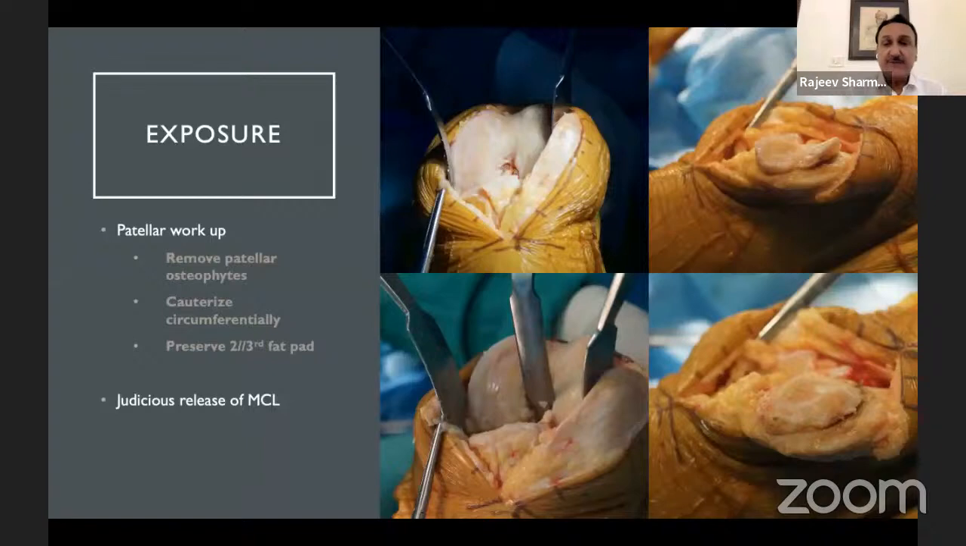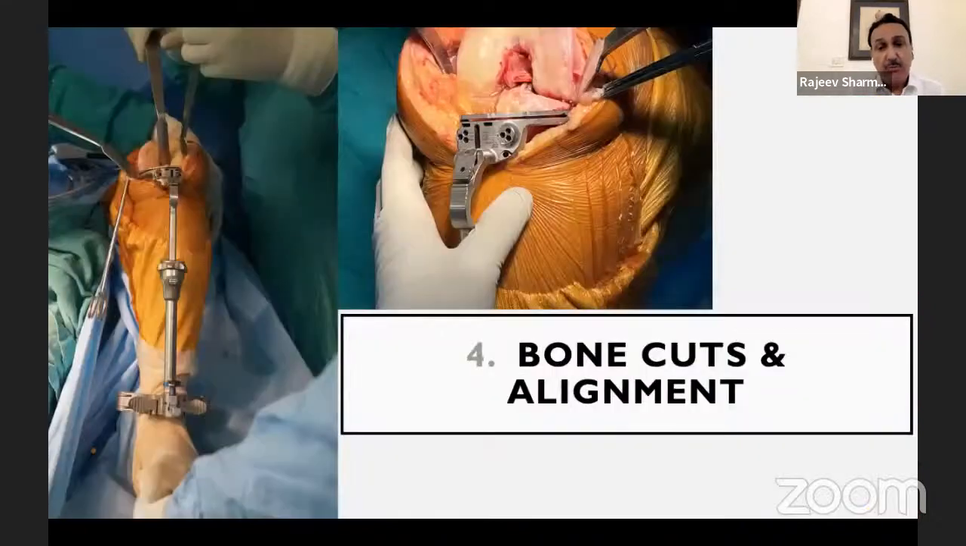And the judicious release of the MCL, which I'm sure the subsequent speakers will talk a lot about, with their tips and tricks on how much the release should be done. Bone cuts and alignment are very important. I operate from the foot side of the patient so I can see a very clear alignment of my patients.